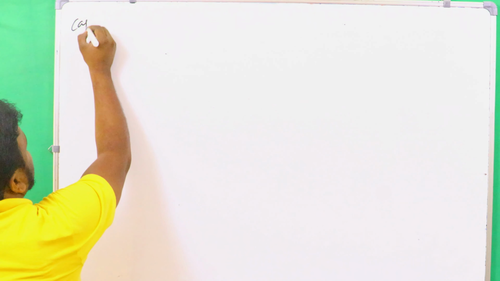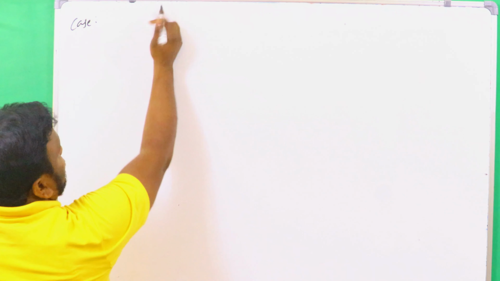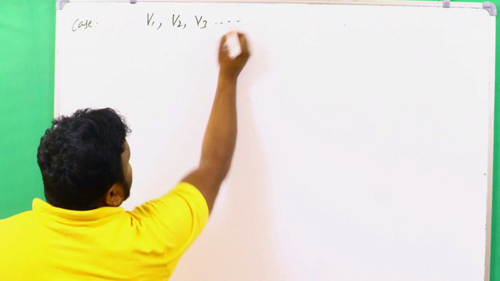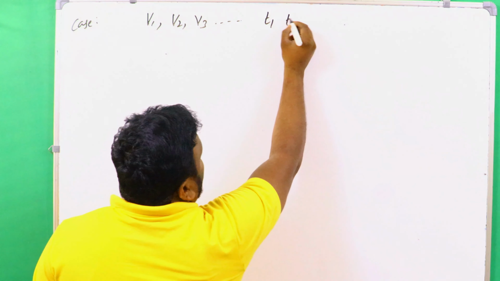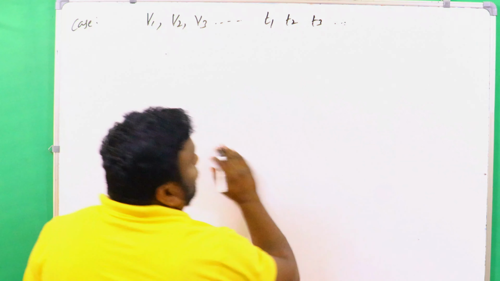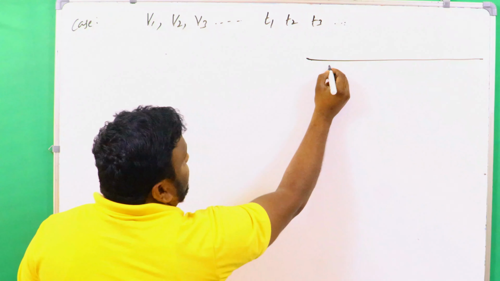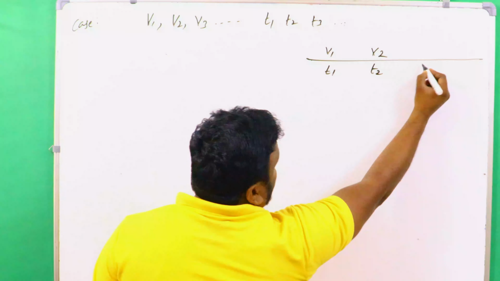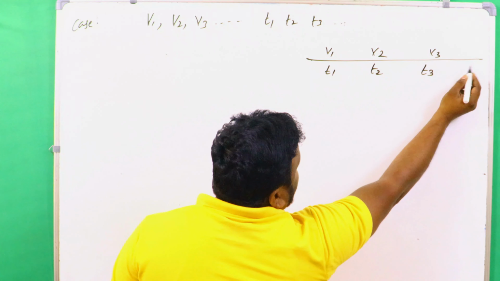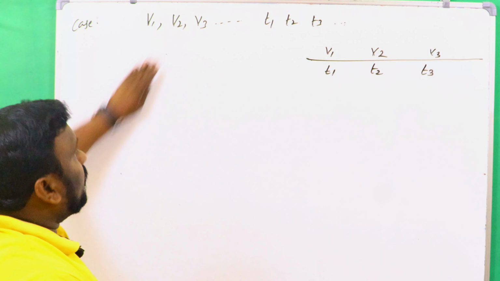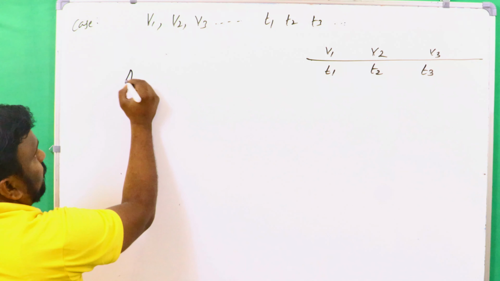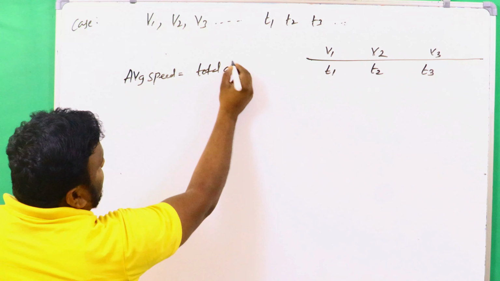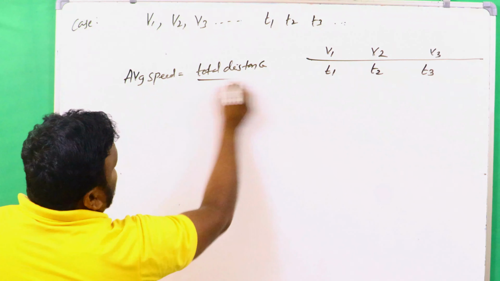What is the case here? If the body is moving with velocities or speeds V1, V2, V3, etc. in time intervals T1, T2, T3 and so on. Clear? In the first time interval it has some velocity V1, in the second interval it has some velocity V2, and then T3 and V3, and so on, like that. Clear? So then how can we find the average speed? What we know is average speed is equal to total distance traveled by time taken.